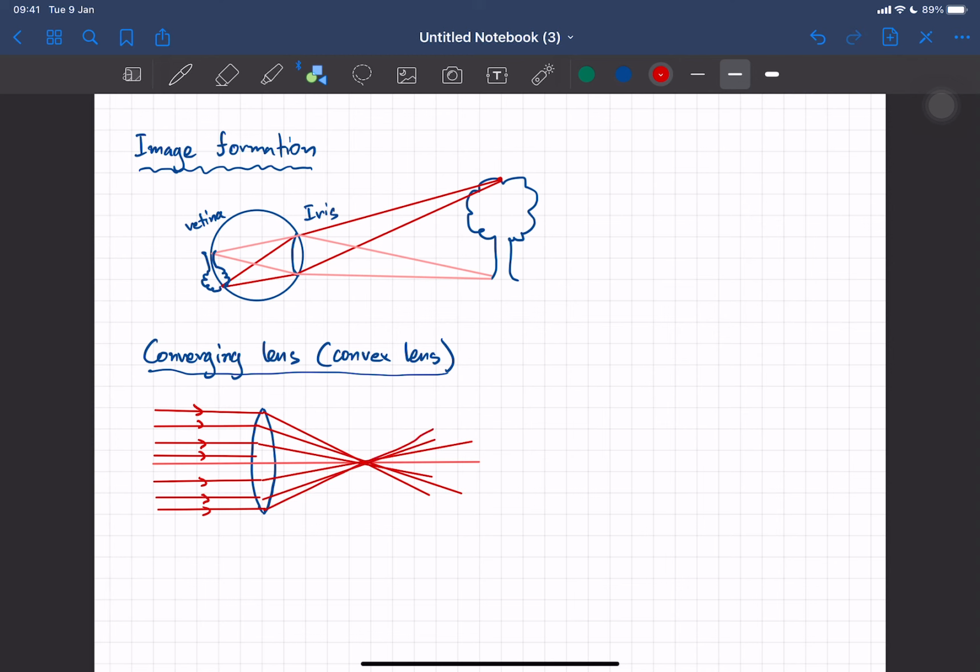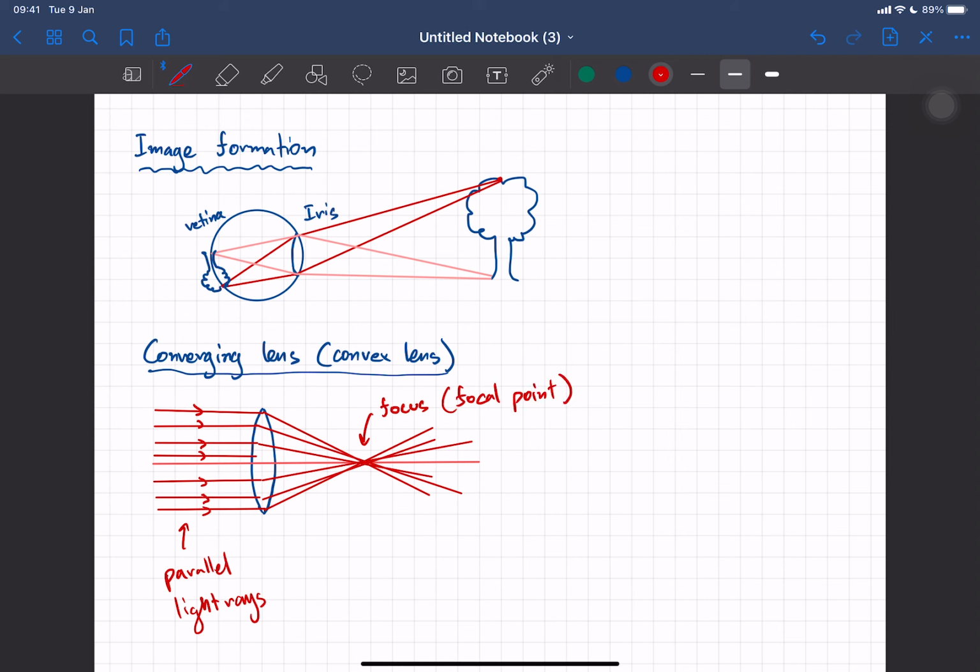Right, something like this, okay? So it will converge all the light onto a single point like this, okay? If you have light coming from far away, which is what we have here as parallel light ray. So this point here is called the focus or the focal point.